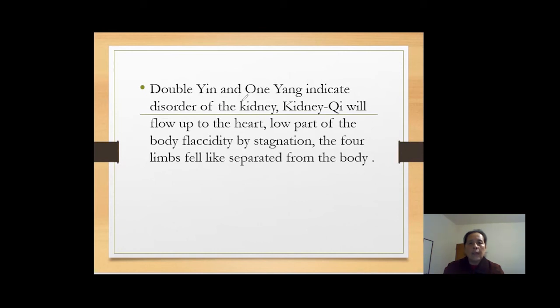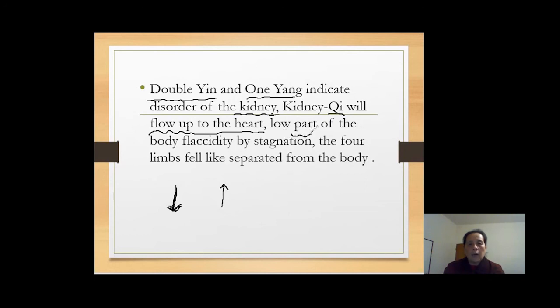And the double yin and the one yang disorder. So that's still kidney, double yin, shao yin. Shao yin is heart and kidney. And the kidney qi will go up to the heart. So basically, we say kidney qi has different directions. In one direction, we always talk about grasping qi to go down. If that part couldn't grasp qi to go down, it will rush up to the heart. So like water and fire organs relationship.